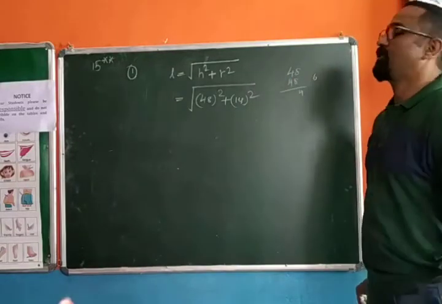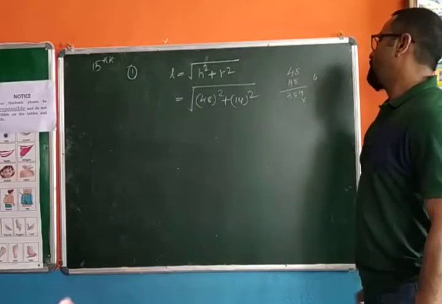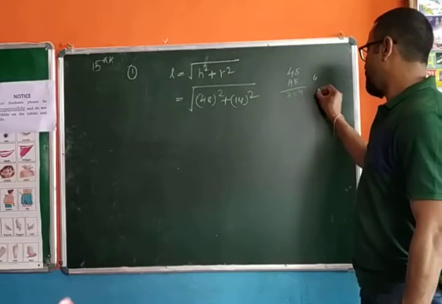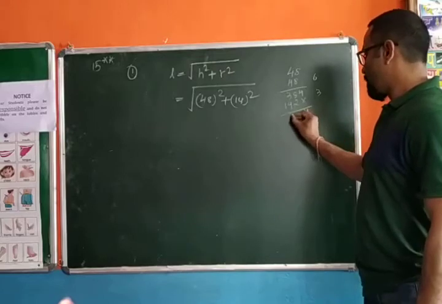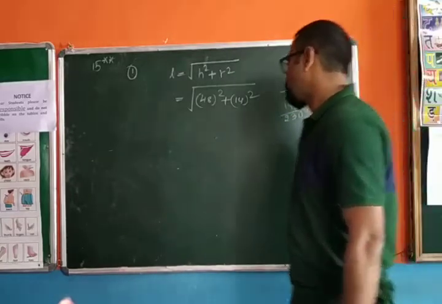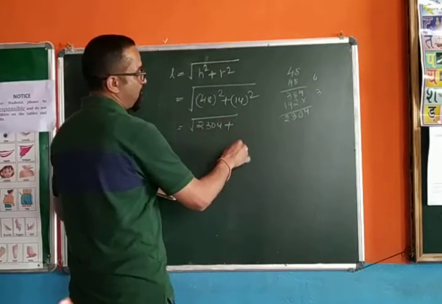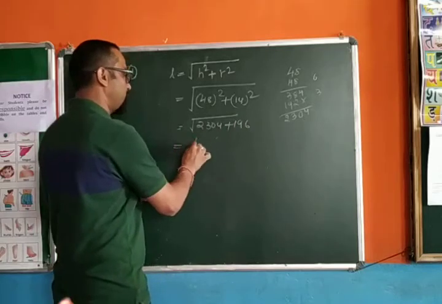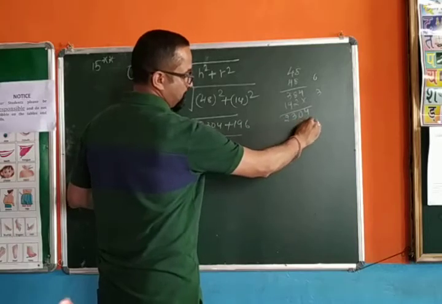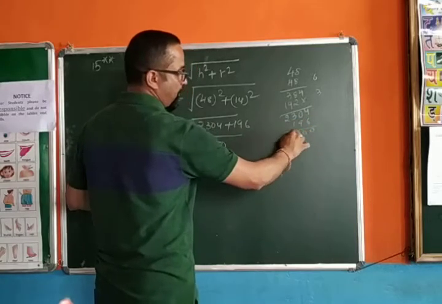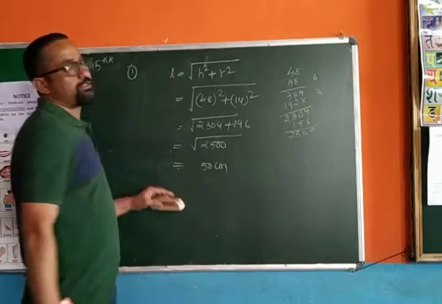8 into 4 is 32. 8 into 4 is 32. It is equal to 2304 plus 196. Add it up, you get 2500. Square root of 2500 is 50 centimeters. Slant height.